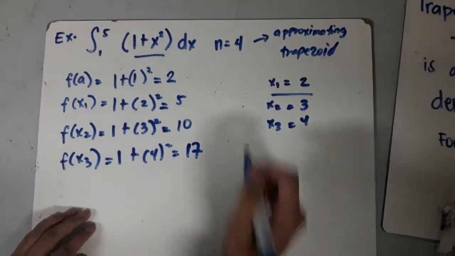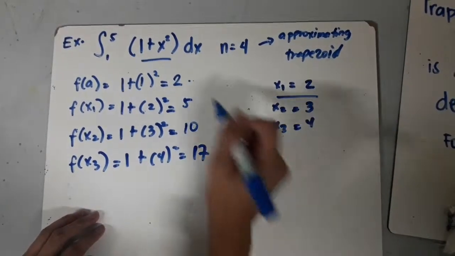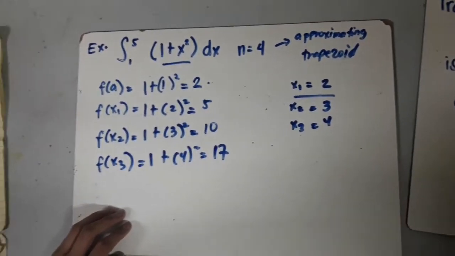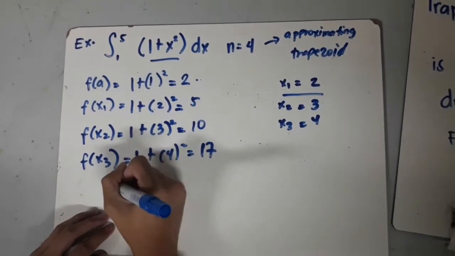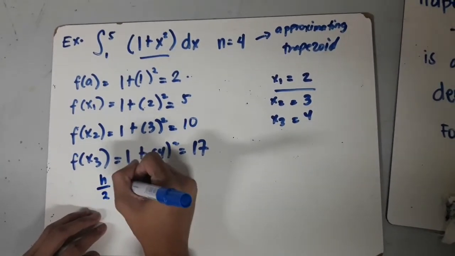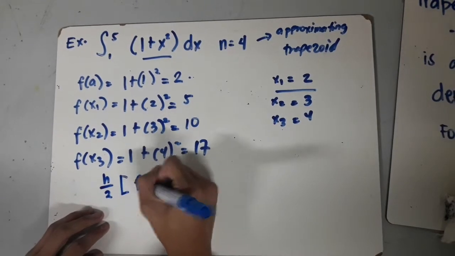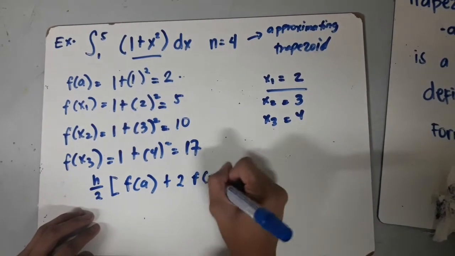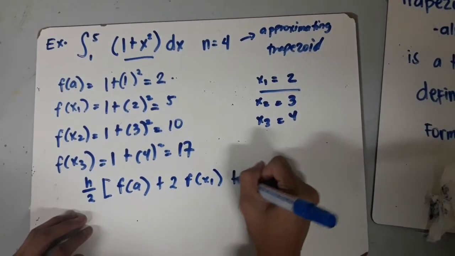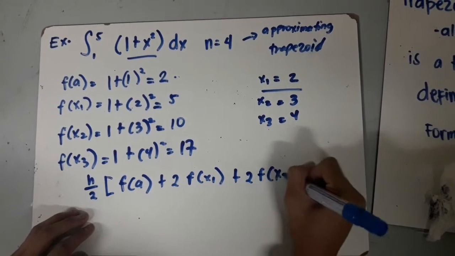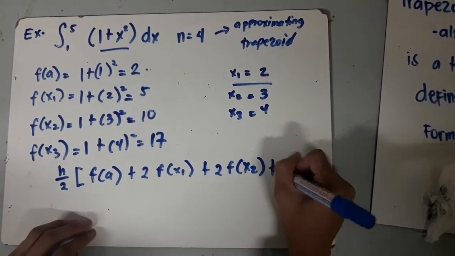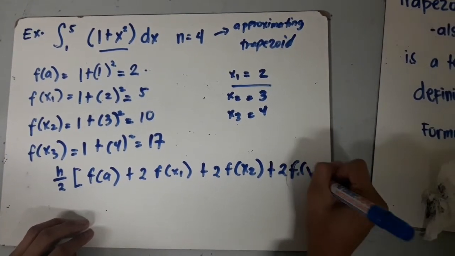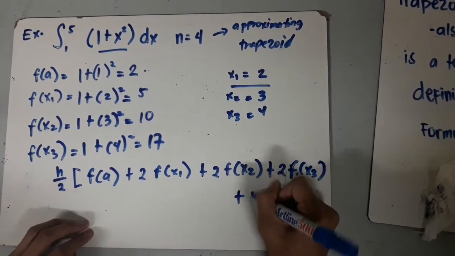After we get all the values for f of a, f of x sub 1, f of x sub 2, and f of x sub 3, we will substitute them into the formula. So h over 2 times the quantity f of a plus 2 times f of x sub 1 plus 2 times f of x sub 2 plus 2 times f of x sub 3 plus f of b.